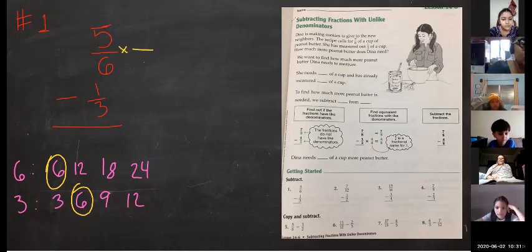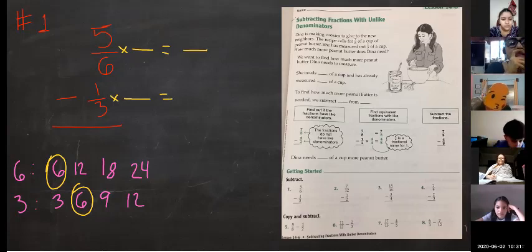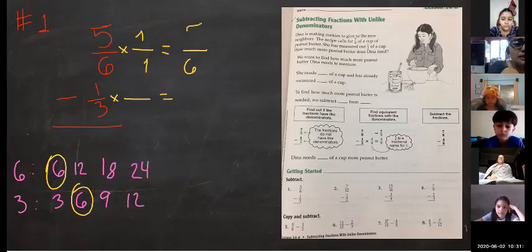How to change the fraction? Look what I'm going to do. For changing the fraction, we need to find a factor to multiply by six that gives me six. In this case, one gives me six. Five times one is five, six times one is six. In the second case, I have three.